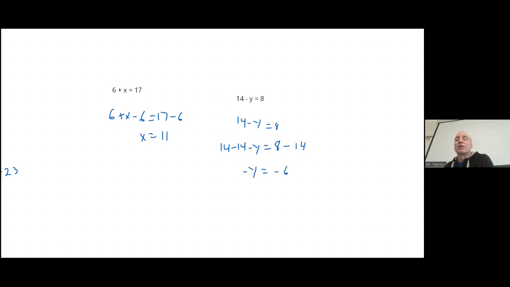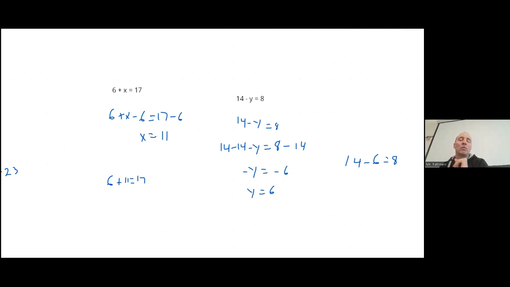So then we're going to take both of these and turn them into positives, because we can do that. We're basically multiplying both sides by negative 1. And so we just check to see if those work. We can substitute. So 6 plus 11 equals 17. So that's right. And 14 minus, we'll substitute that y for a 6, equals 8. So that's right. Okay, so that's basically how you solve them. You just do the opposite operation. If it's an addition problem, you're going to do a subtraction. If it's a subtraction problem, you're going to do addition.